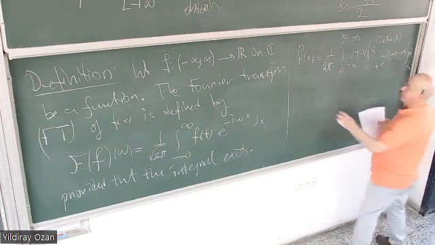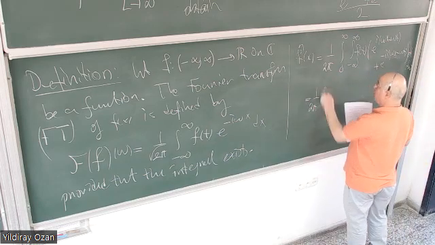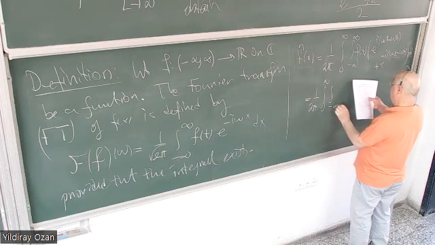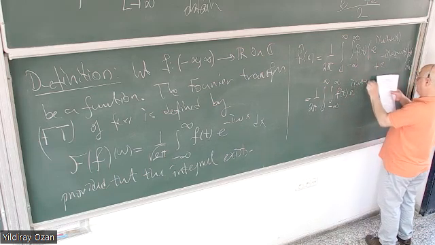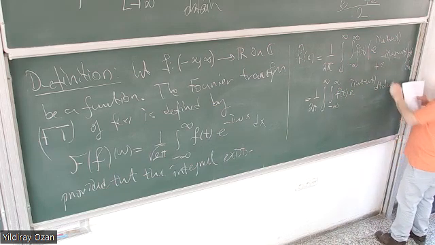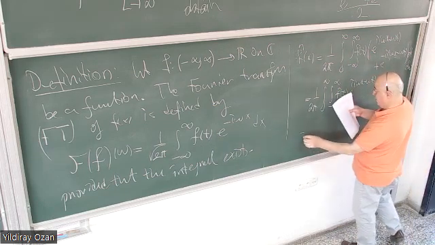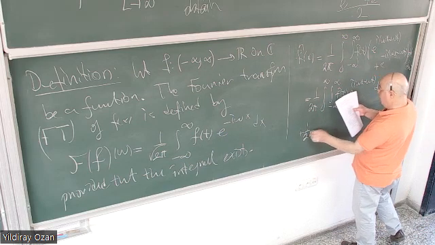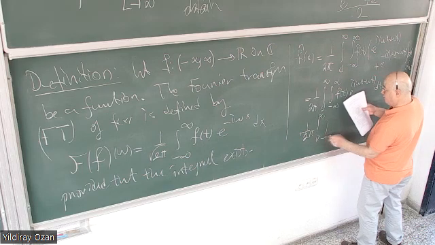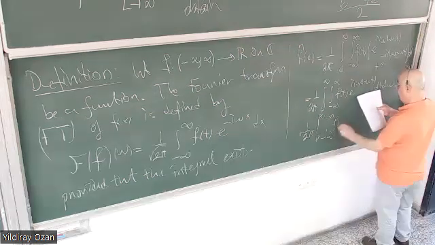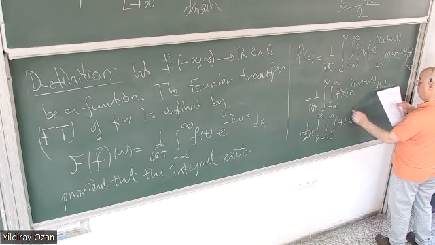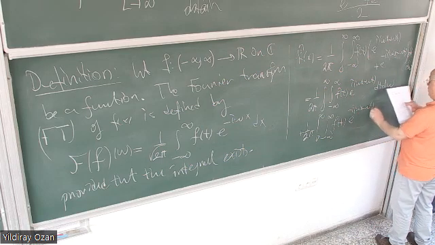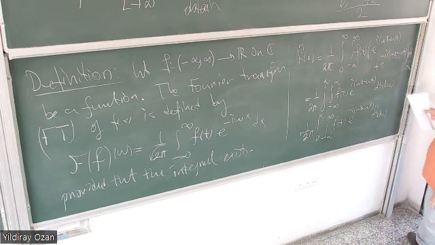Bunu iki ayrı integral gibi yazalım. Şöyle 1 over 2 pi 0 to infinity minus infinity to infinity f of t e to the power I wx minus wt dt dw, and then plus 1 over 2 pi 0 to infinity minus infinity plus infinity f of t e to the power minus I wx minus wt dt dw. Şimdi şöyle bir üçkağıt yapacağız.